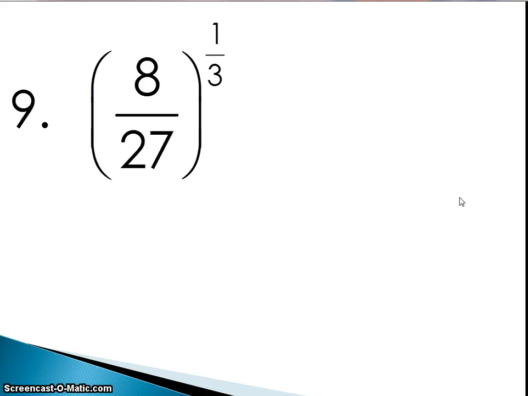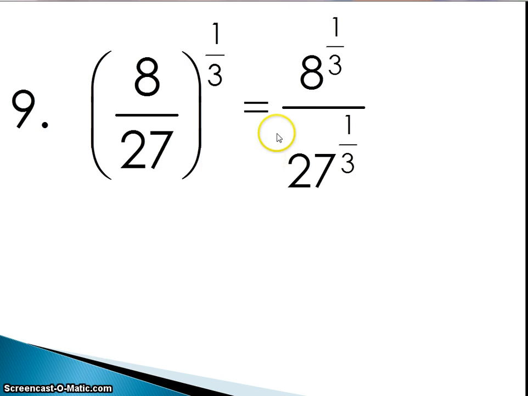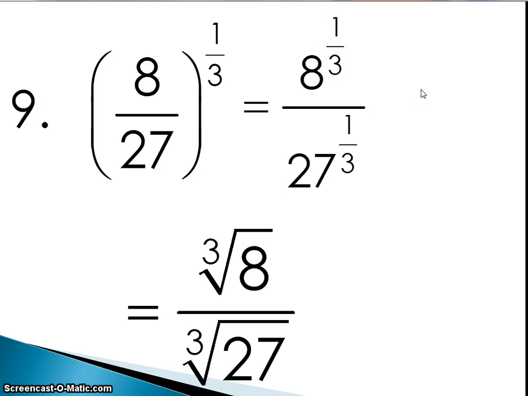Problem number 9. This 1/3 power goes to both my numerator and my denominator. So let's hand that out to both of them. Now I need to rewrite it. Superpower, roots in the ground. So it's really just a cube root of 8 over a cube root of 27. If you expand this out and expand this one out, I would have 3 of a kind for my 2's and 3 of a kind for my 3's. So the answer is 2/3.